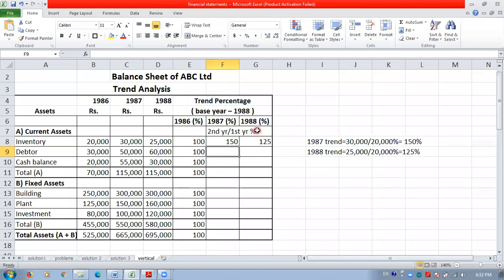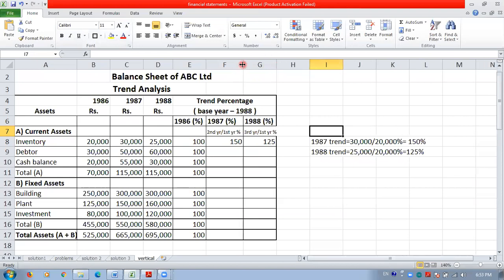Okay, and suppose in case of third year, simply the second year is replaced by third year. So third year divided by again first year only, because it is the base year, and percentage. So you will come to know the trend. So in case of second year, second year divided by first year and percentage, and in this case also third year divided by first year and percentage. In this way you can calculate the trends.